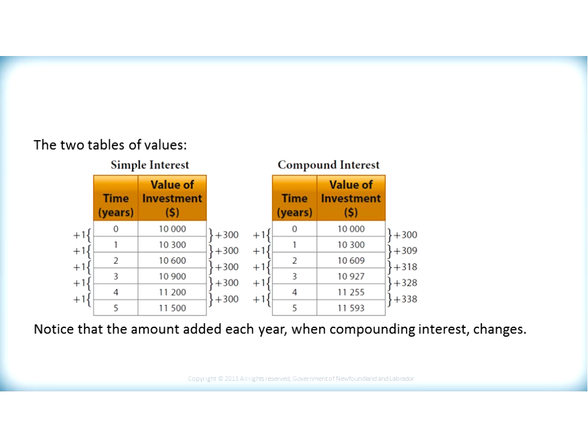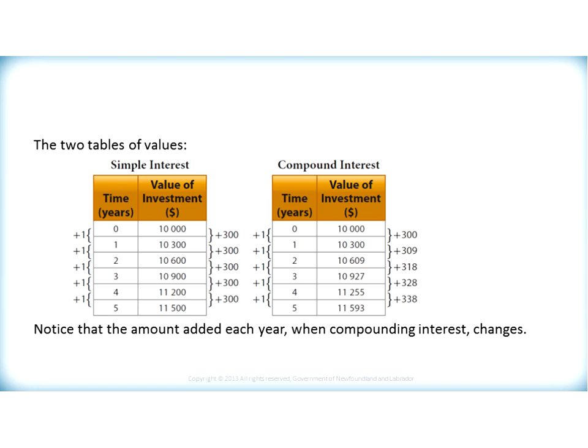In the compound interest, we initially invest $10,000, just like we did with the simple interest. After 1 year, we add 3% to the $10,000, which is $300. Now we're up to $10,300. In year 2, we're adding 3% to the amount in the investment at the time, which is $10,300, not $10,000. So 3% of $10,300 is $309. So now, after 2 years, we have $10,609 in our account.